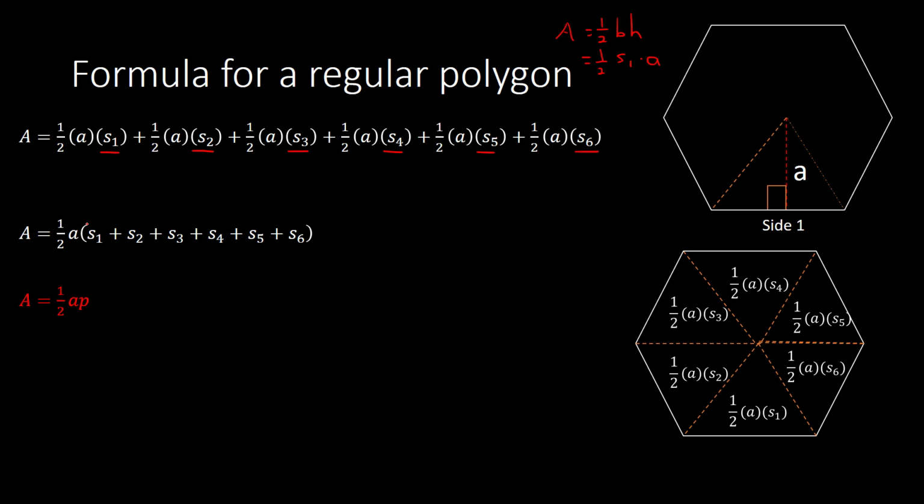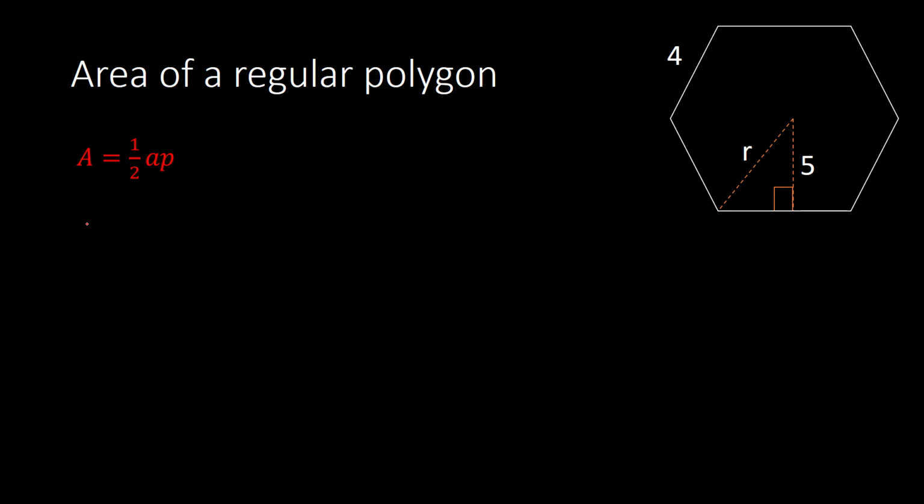Now using this formula, let's say the side length was 4, and then the apothem here was 5. And the question is to find the area of this polygon. Well, the formula is 1/2 times apothem times perimeter. The apothem here is going to be 5. So the apothem is 5. It's the distance from the center to the midpoint of this side.